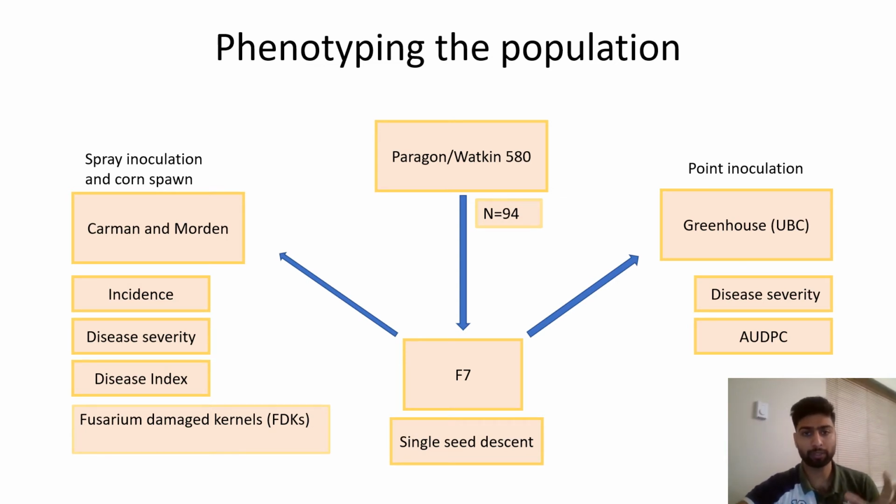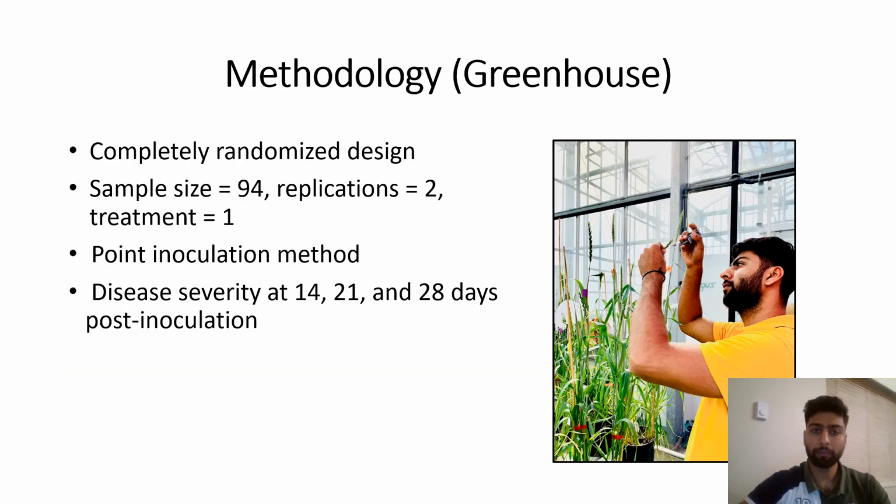And this population was tested in three different environments. One is the greenhouse at UBC, one is the field nursery at Carman, and the other is the field nursery at Morden. The methodology used at the greenhouse was the point inoculation method.